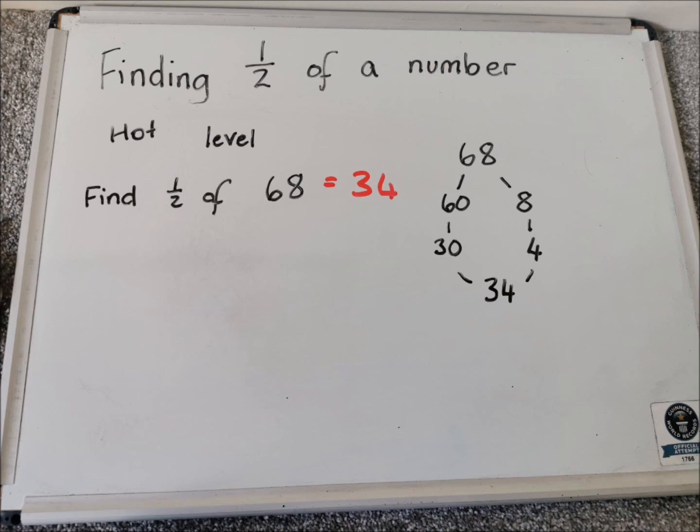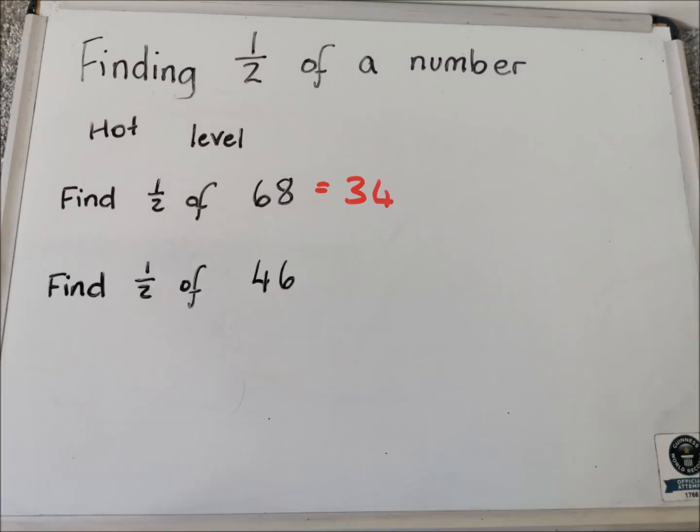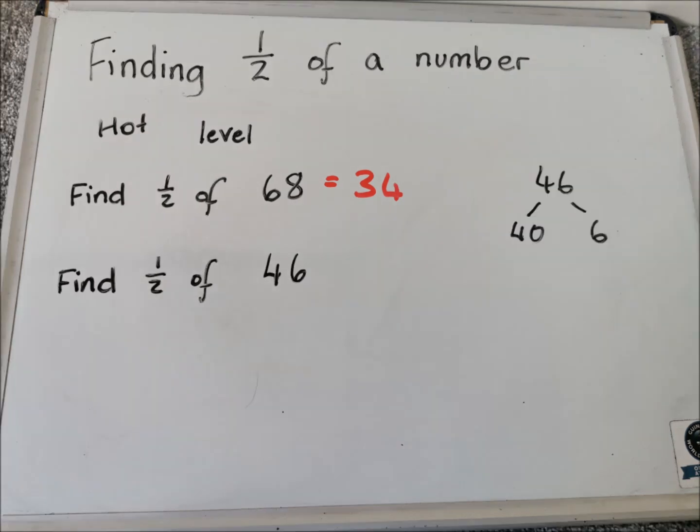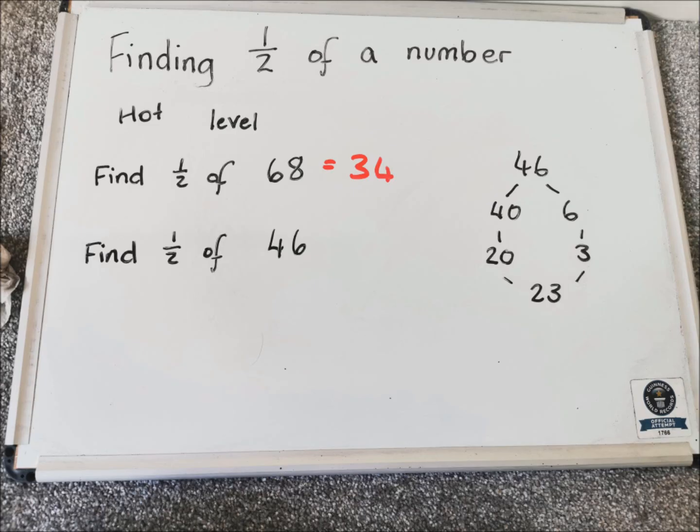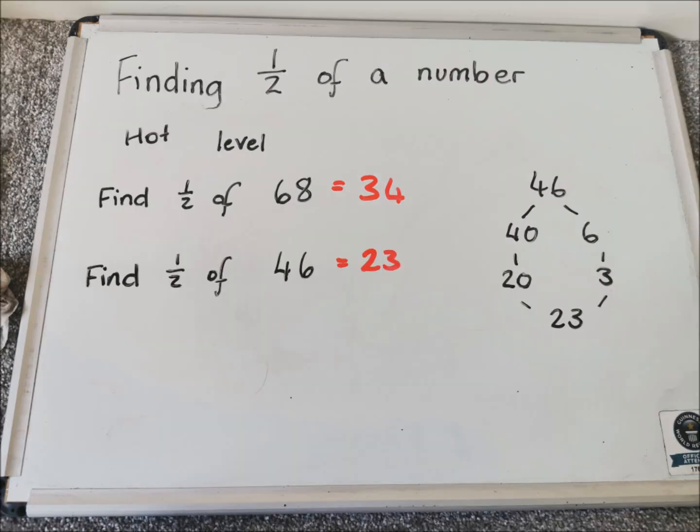Let's have a look at another example. So find half of 46. So again, we do a little side sum. The first step is to partition 46. So we get 40 and we get 6. We then half each of those sections. So half of 40 is 20, half of 6 is 3. We bring those two pieces together, so 20 and 3 together would be 23. So hopefully that is making sense, that revision.